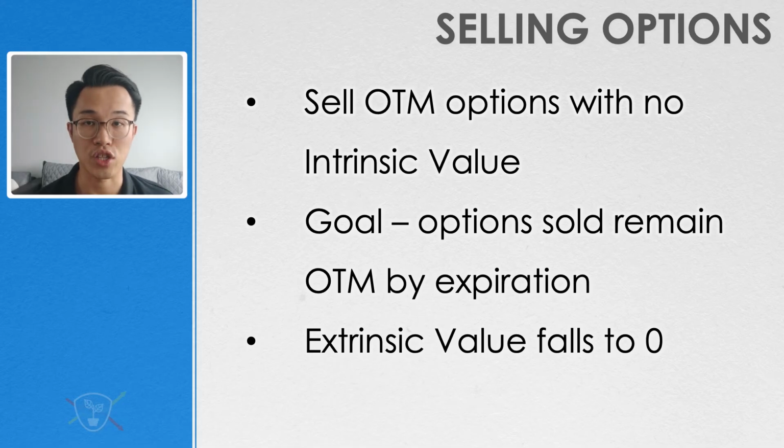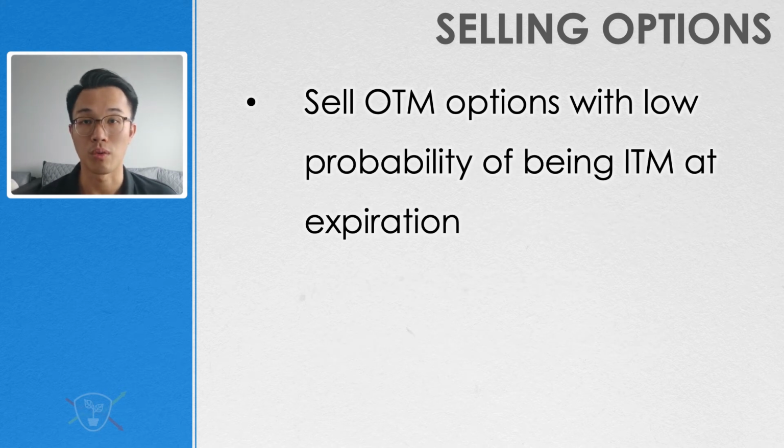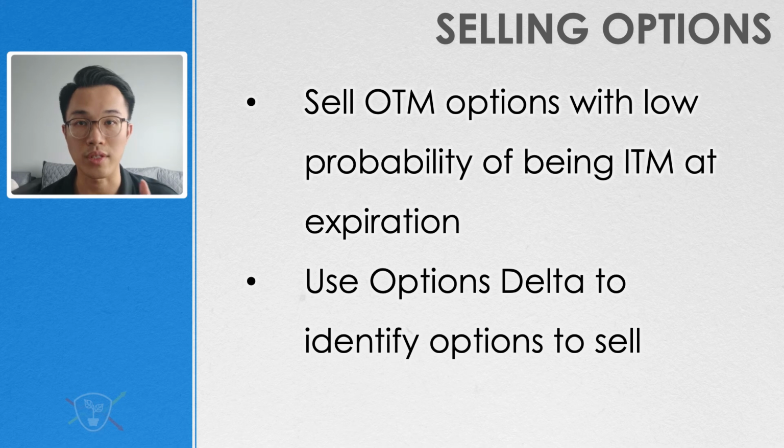As option sellers, remember our aim is for the options that we sell to remain out of the money by expiration date. So when we sell options, we want to look for options that have a low probability of becoming in the money options. And we can use delta to give us the theoretical probabilities.